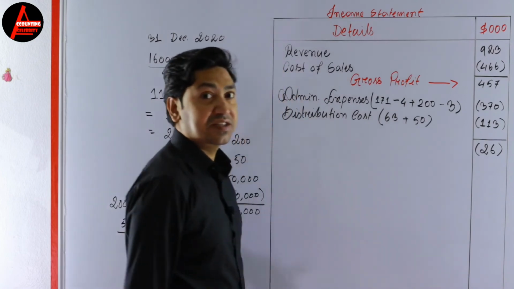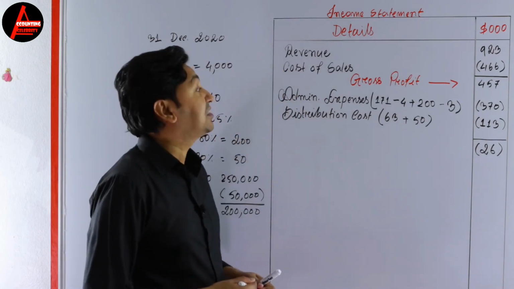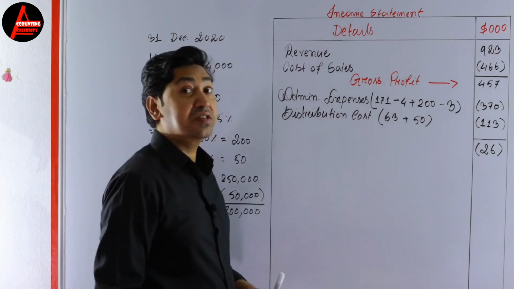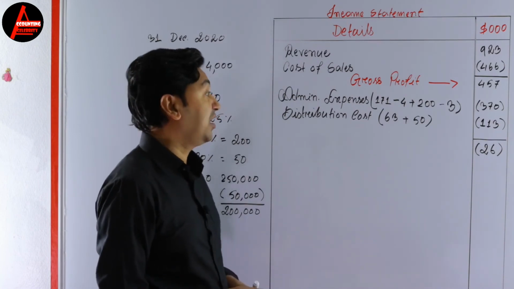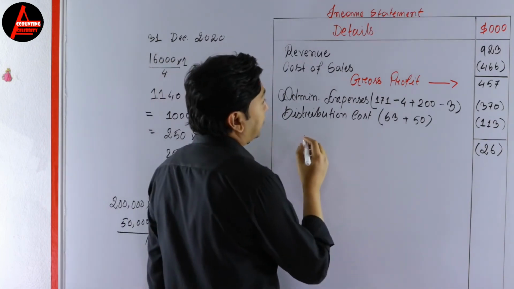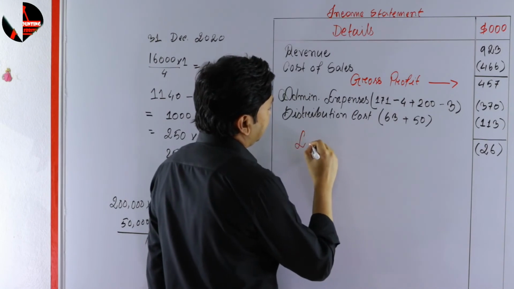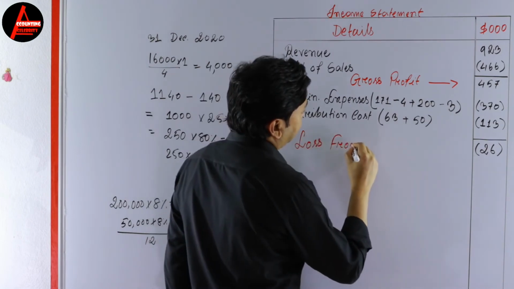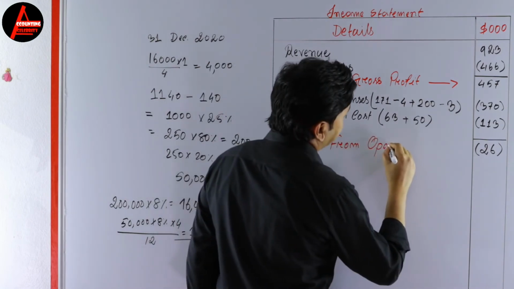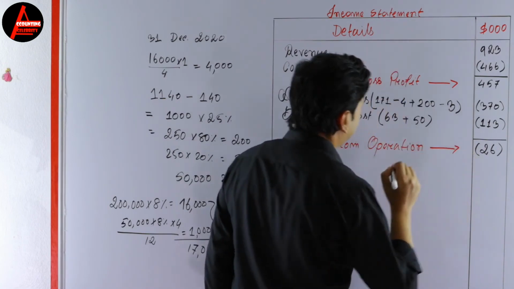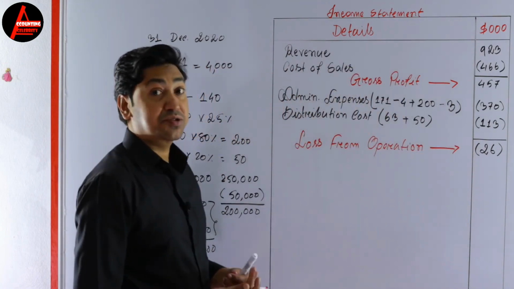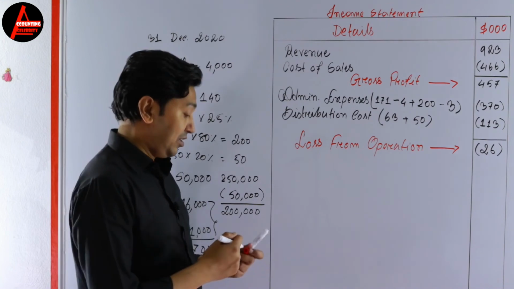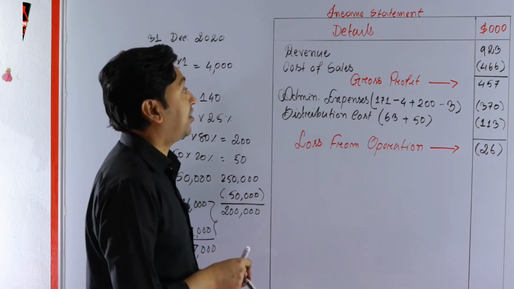Minus 26. So what does it mean? It means that it is a loss. What loss? It is an operational loss. So we can write here loss from operation. Let us write here loss from operation. Okay, so we got it. Now we have to subtract finance cost. So let us write here finance cost.